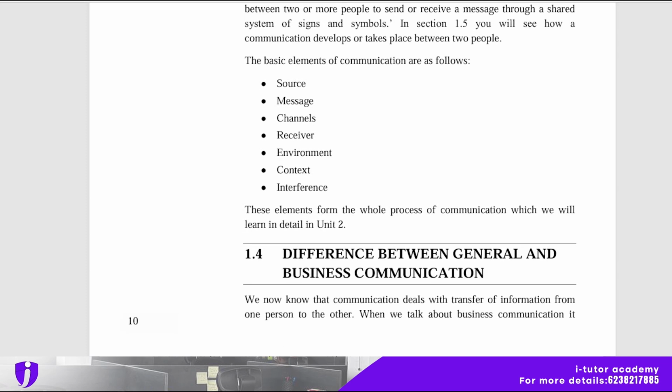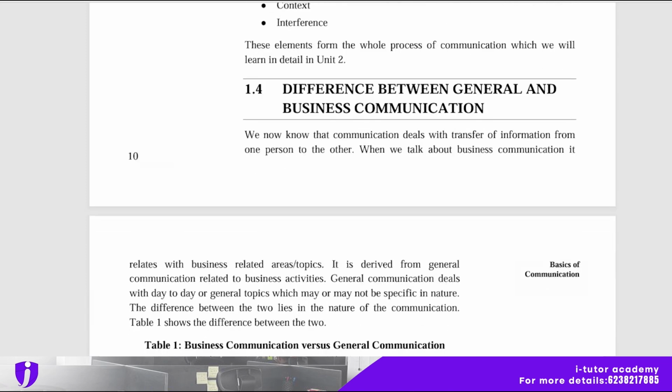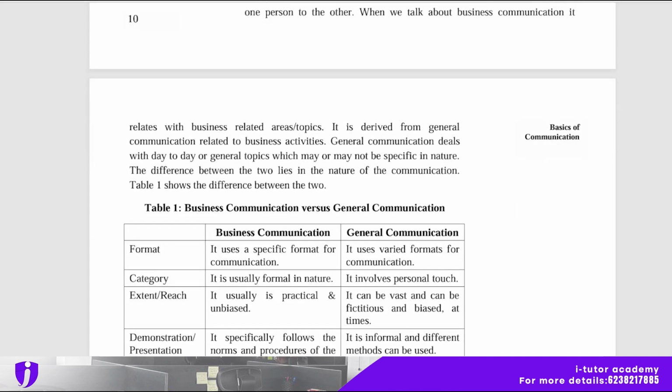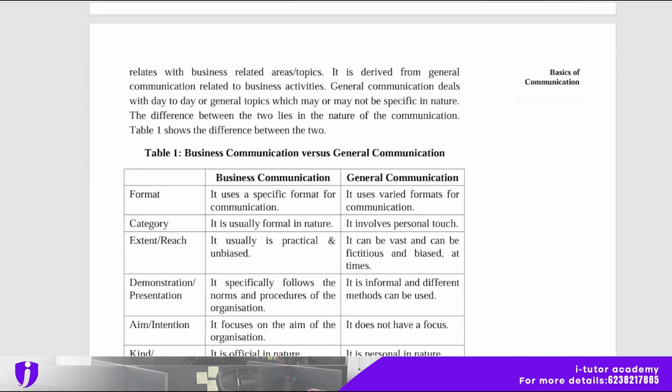Next is the difference between general and business communication. We now know that communication deals with the transfer of information from one person to another, and when we talk about business communication, it relates to business related areas or topics. It is derived from general communication related to business activities. General communication deals with day to day or general topics which may or may not be specific in nature. The difference between the two lies in the nature of the communication.